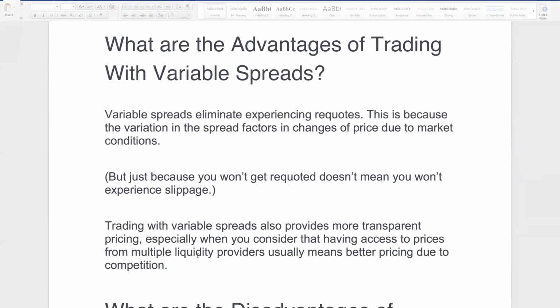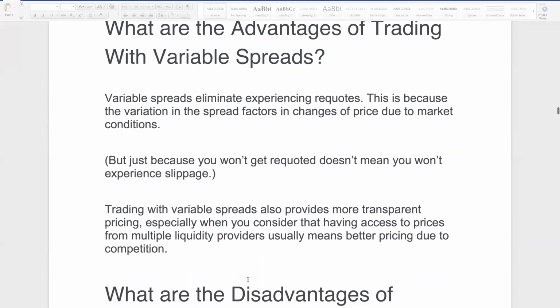Slippage is when you enter a trade and it takes a few minutes for your order to be placed. That's slippage. Some brokers take 5 seconds, some are instant, but there are times, especially when there's a news release coming, that these guys will take advantage of you. Trading with variable spreads also provides more transparent pricing, especially when you consider that having access to prices from multiple liquidity providers usually means better pricing due to competition.